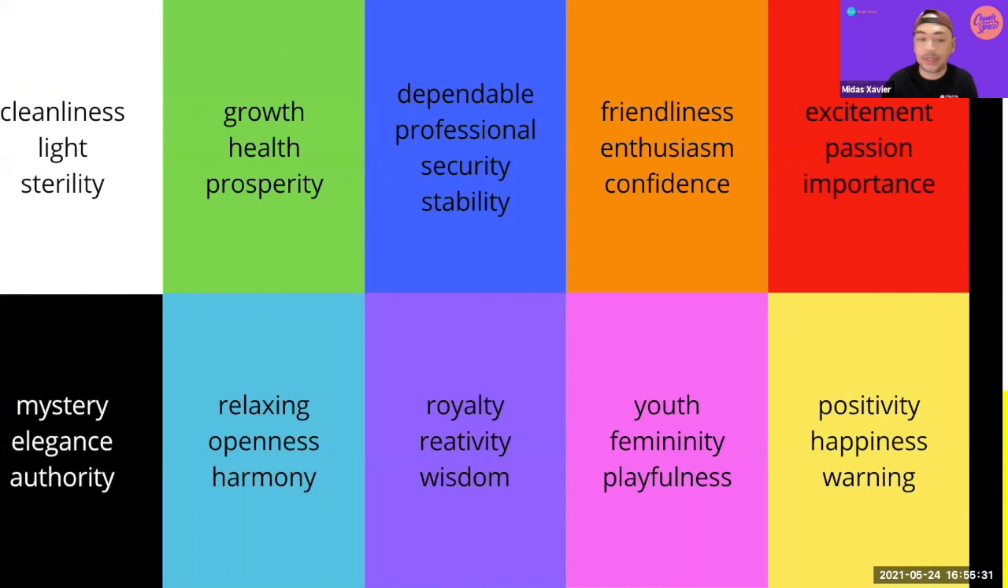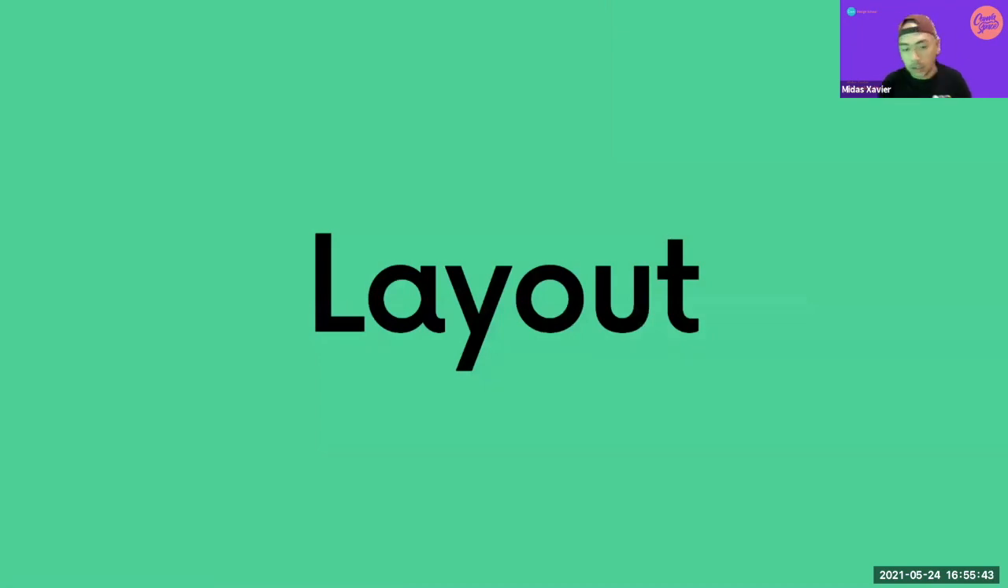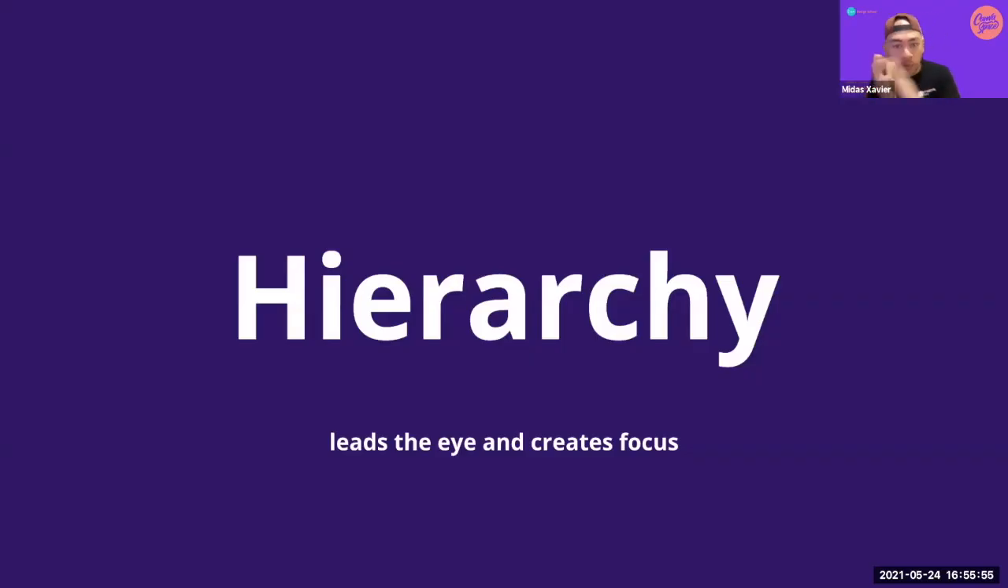Now, let's go back to the last and the fourth factor that you need to consider in creating a design, and that is layout. Layout is the overall look of your design. It could be the alignment of the text, image, or colors. Under layout, we have hierarchy, which leads the eye and creates the focus on your design. Again, it helps your audience know where to focus on your design.